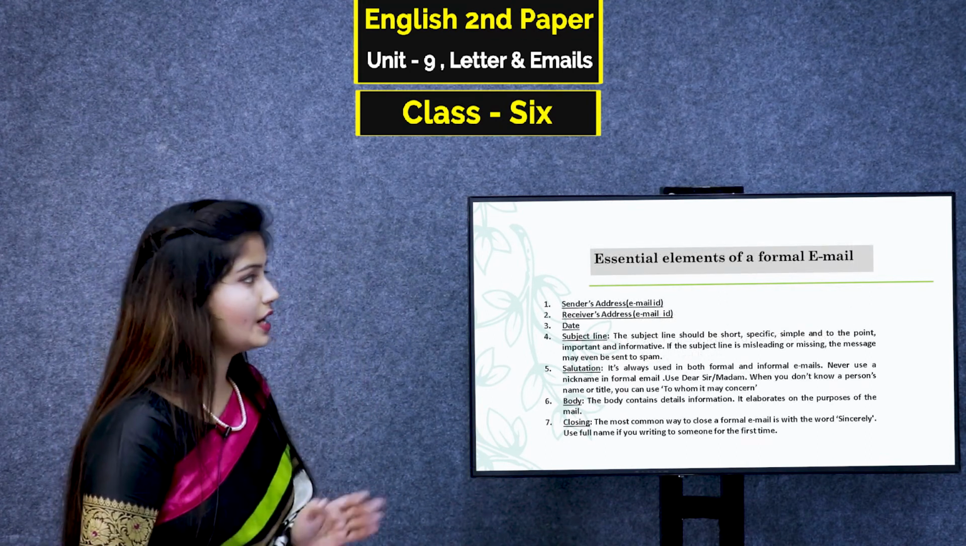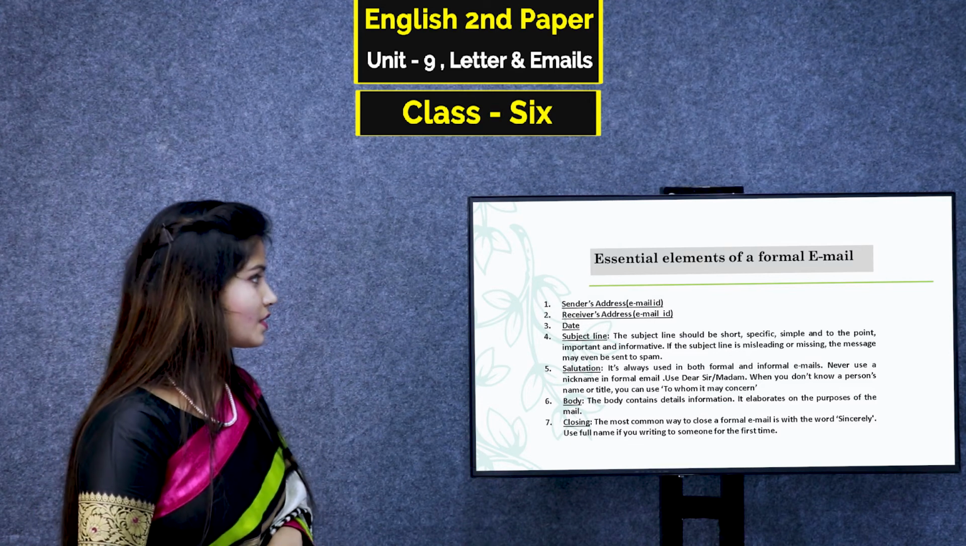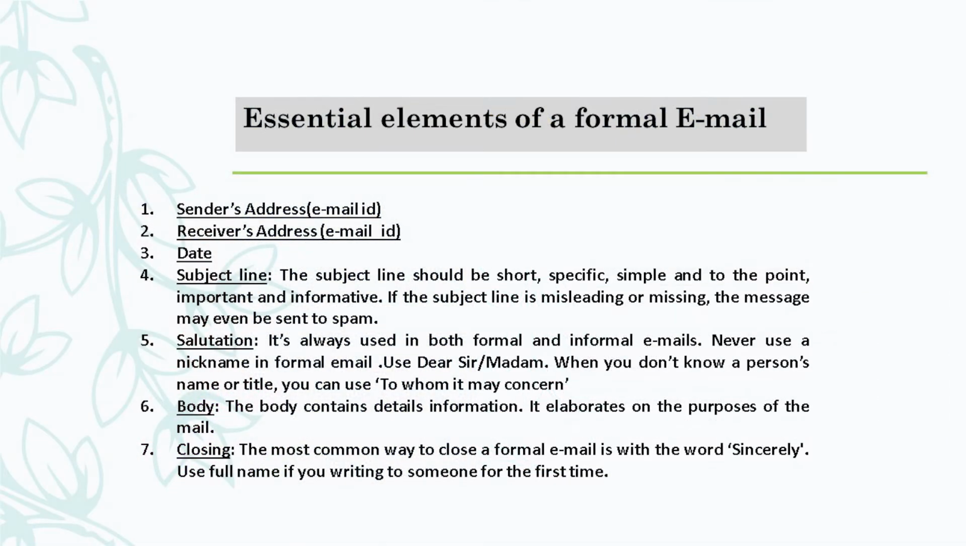Here are the essential elements of a formal email. The first one is the sender's address. In the sender's address, you need to write down the sender's email ID. The second one is the receiver's address, where you need to write down the receiver's email ID. Then the date. These three things are already filled in by the software when you use any software to send an email.